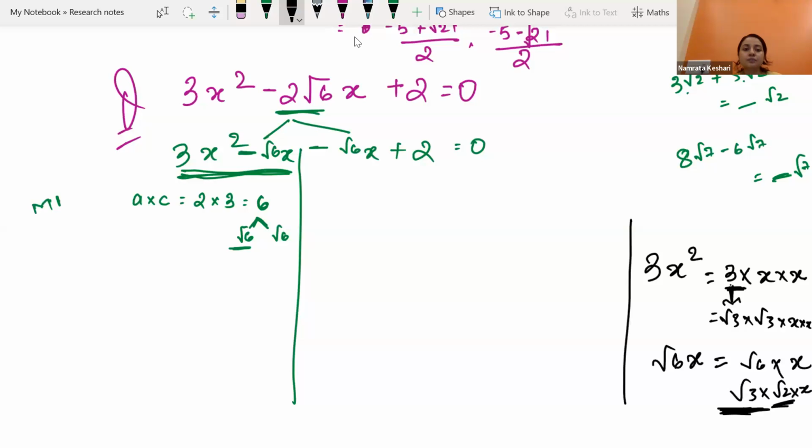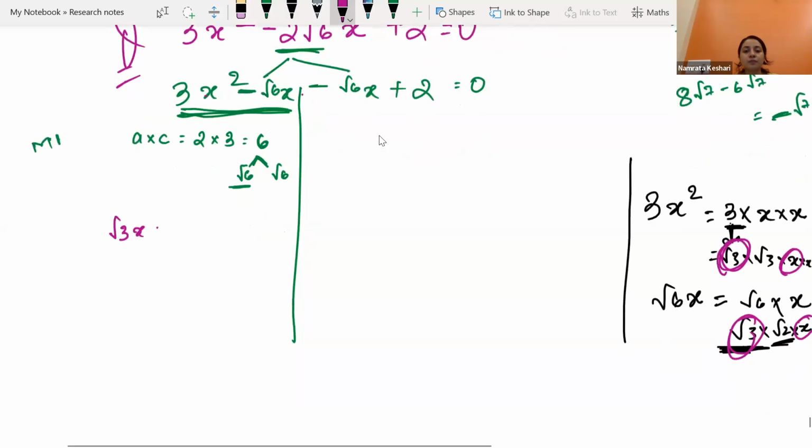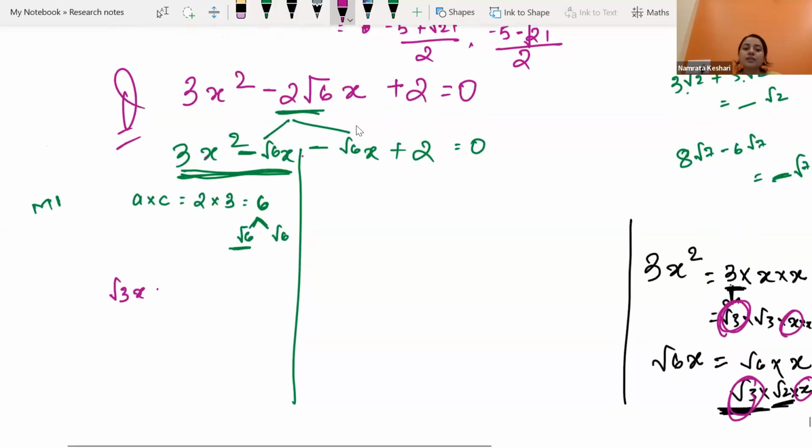Okay. Now let's see what the common factor is. Root 3 here we are having, here also root 3 is there. That must be the common factor. X is here and x is here. That must be the common factor. So root 3x is the common factor. From these two terms, 3x square and root 6x, what is the common factor? Root 3x is the common factor. Am I making sense to all of you? Yes. Okay. Root 3x is the common factor and we are left with what?